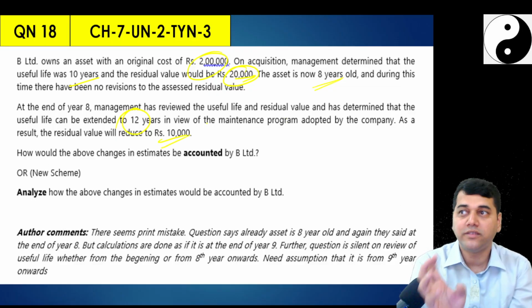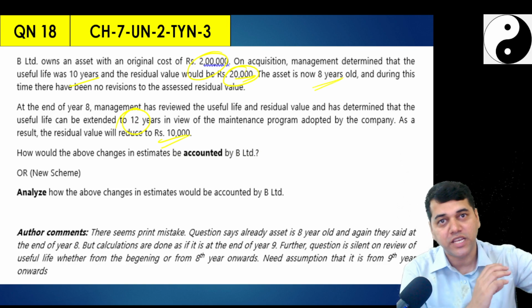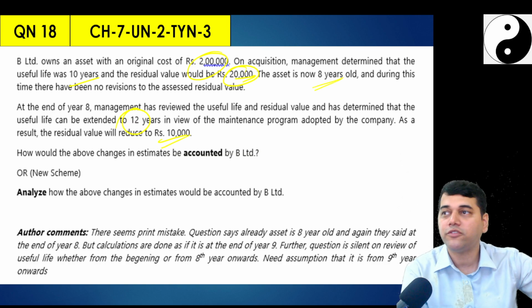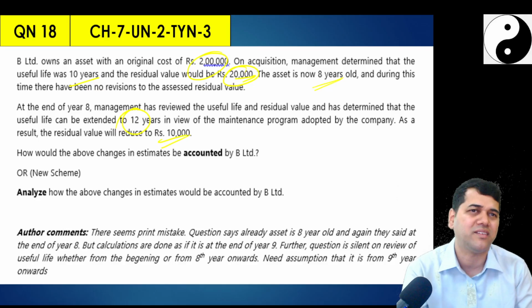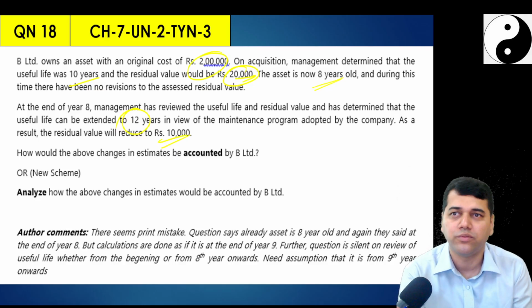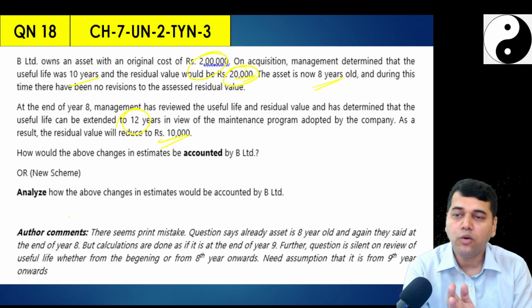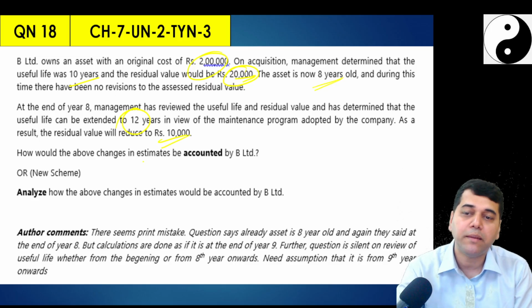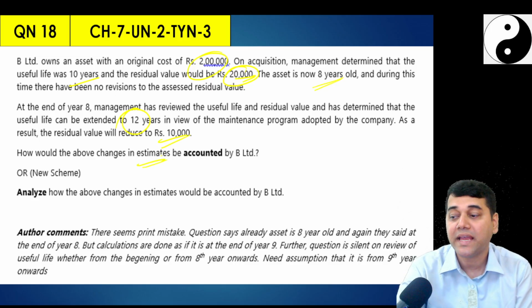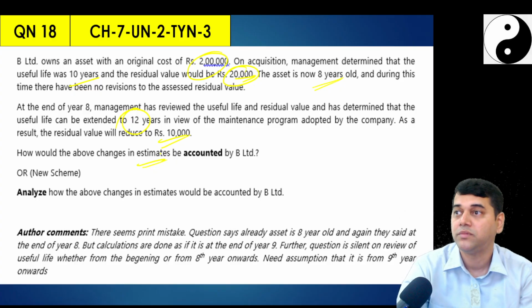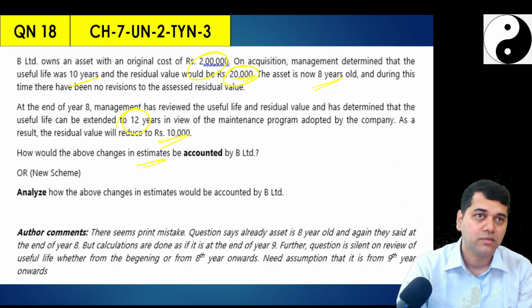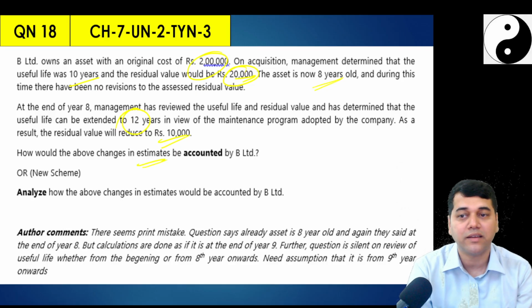So, this is a combination where the life also got changed and your residual value also got changed. Doesn't matter. You don't separate it and do it. It is one change in the estimate, prospective. How would the above changes in the estimates be accounted? Now you have to write, it is prospective. Previously it was actually not required. It is a simple calculation. But now you have to tell that it is prospective.